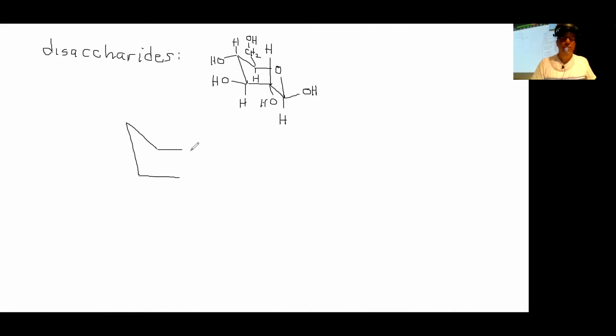So let's start out drawing another glucose. And here at the anomeric carbon, we're going to make a full acetal, but instead of using ethanol or methanol or benzyl alcohol or isopropanol or whatever you like, we'll use one of the OH groups on another glucose molecule. Which OH? Well, it doesn't really matter. In principle, you could take any of them, and you would get a different disaccharide each time.